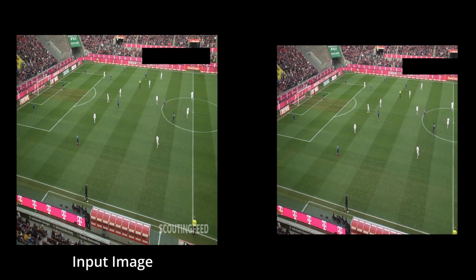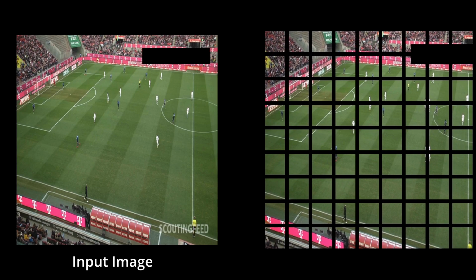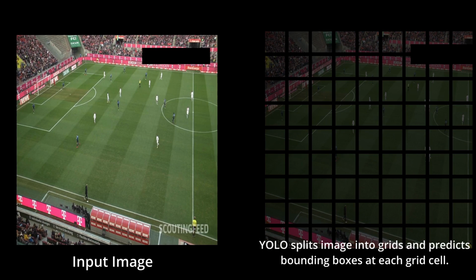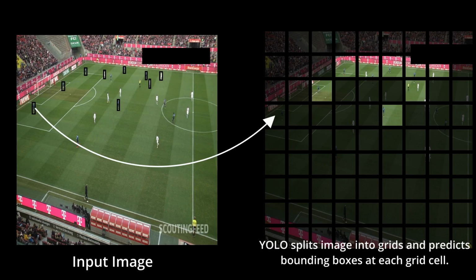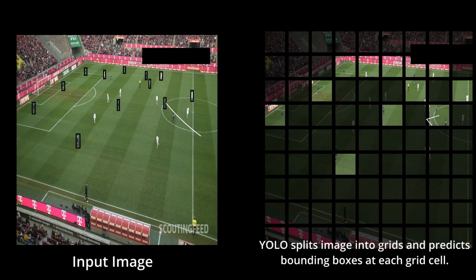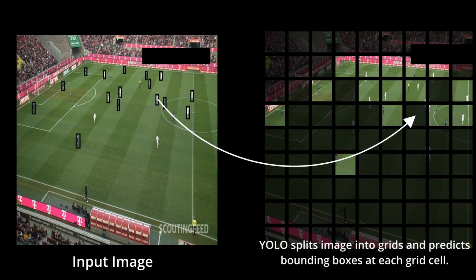The input to a YOLO model will be just a single image. The model divides the input image into a grid and predicts bounding boxes within each grid cell. Each bounding box is represented by a set of values like the center x and y coordinates of the box, the width and height of the box, and probabilities of which class the detected objects belong to. We will discuss details about this shortly.